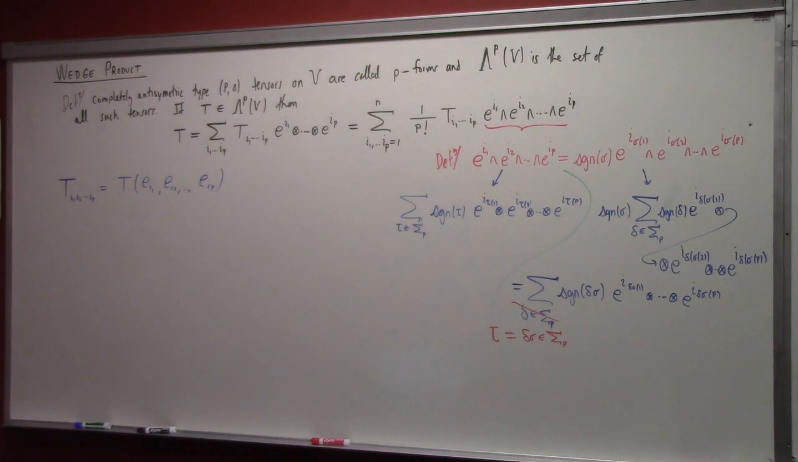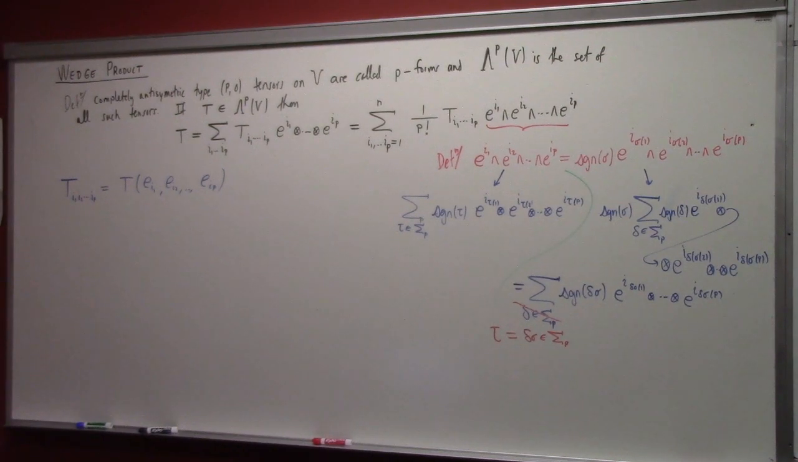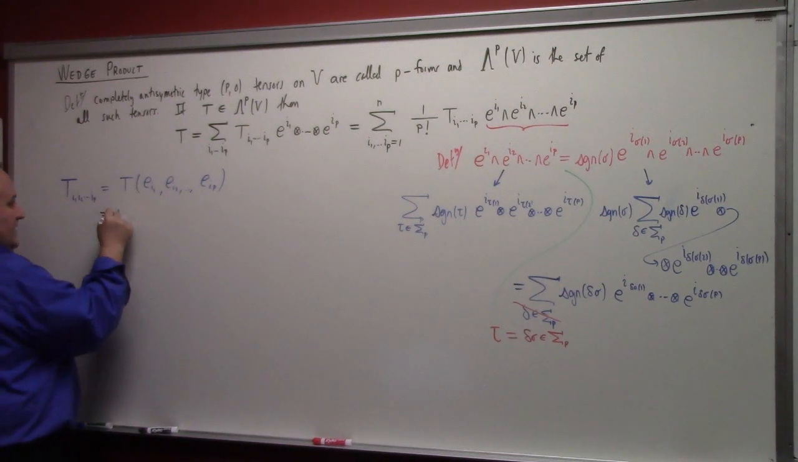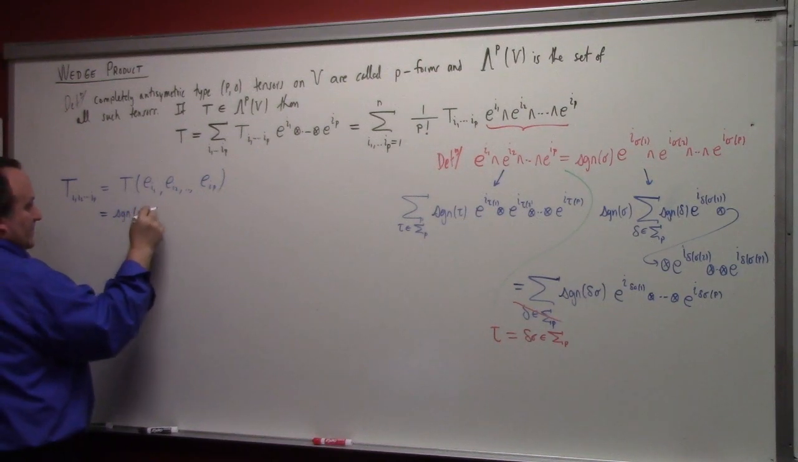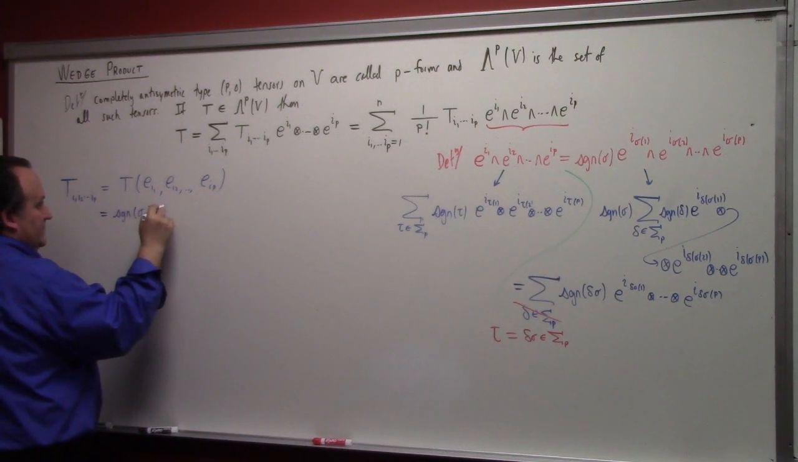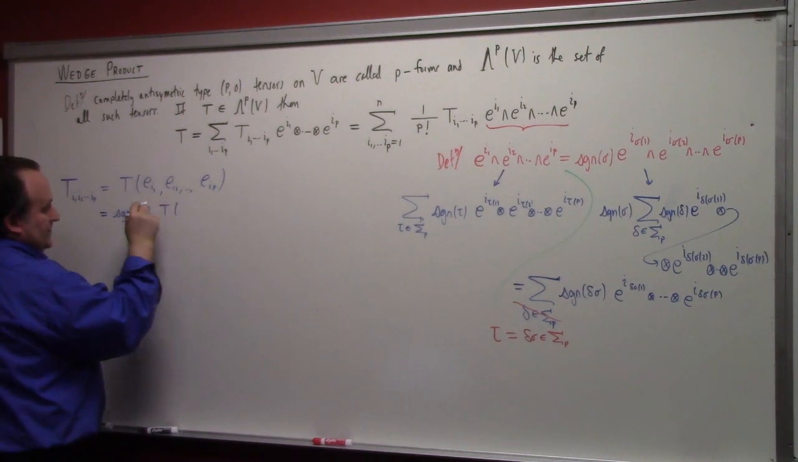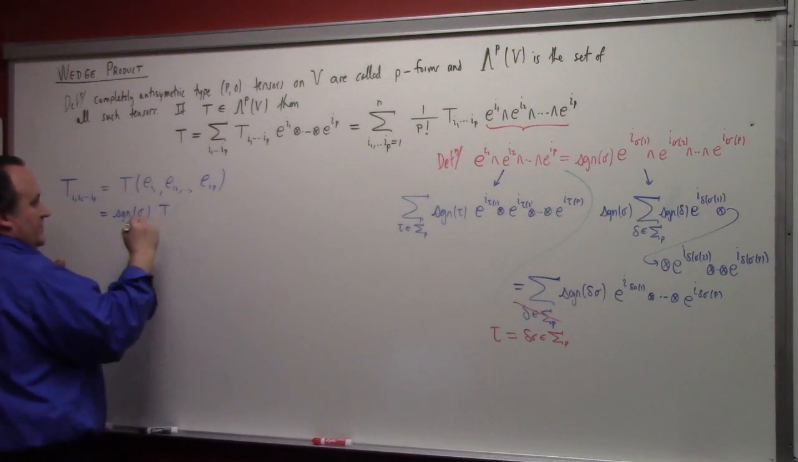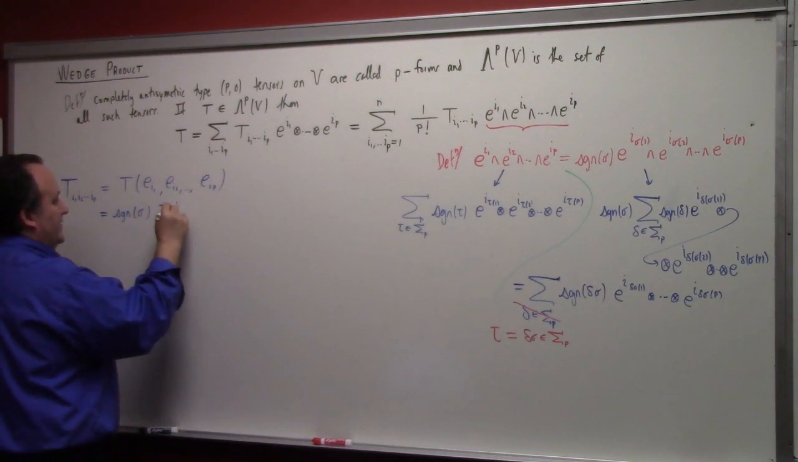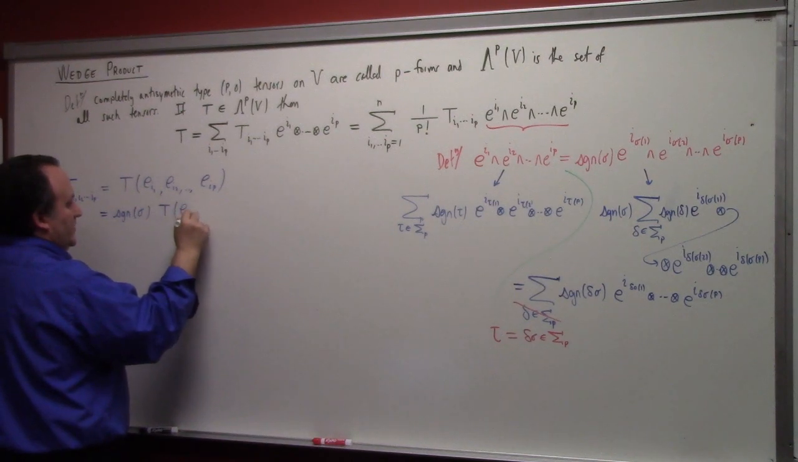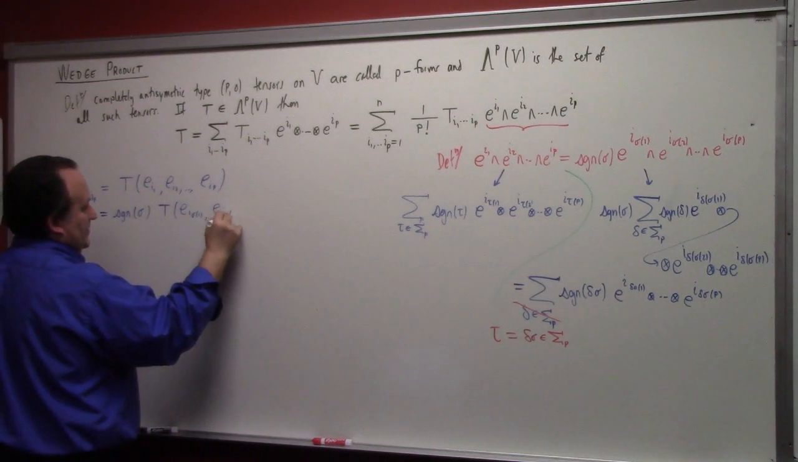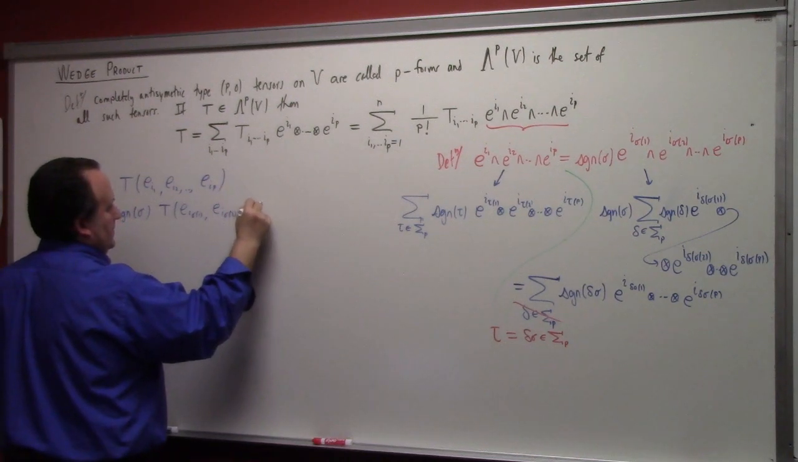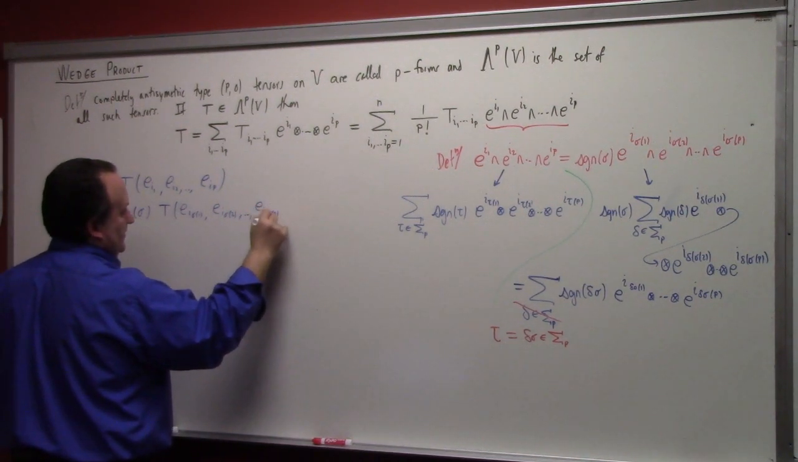Agree? Yes. Okay. And so if this is completely antisymmetric, then this is equal to the sign of sigma times T of e_i sigma(1) through sigma(p), which I'll just skip and say that's the same as e_i sigma(1), e_i sigma(2), up to e_i sigma(p). All right, great.